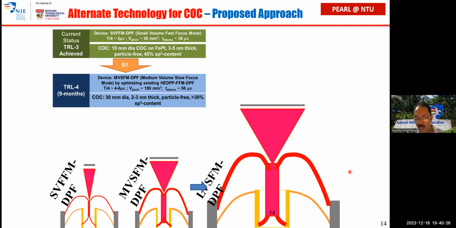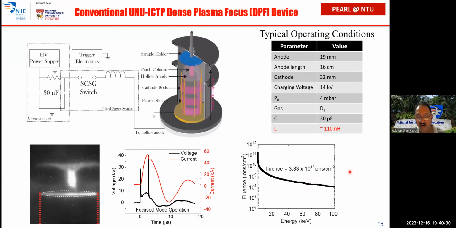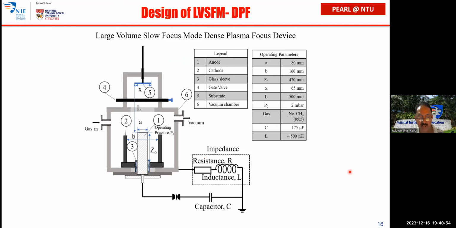All that was done in order to change the quarter time period of this device, so that we can work with larger dimensions of the plasma and get a bigger coating in our system. Also, we can keep the pinch plasma away from the wall as much as possible. Because the larger quarter time period allowed us to go for a larger diameter of the anode as well as a larger length. So this is just a conventional UNU ICTP device. Everybody knows about that. These are the typical dimensions.